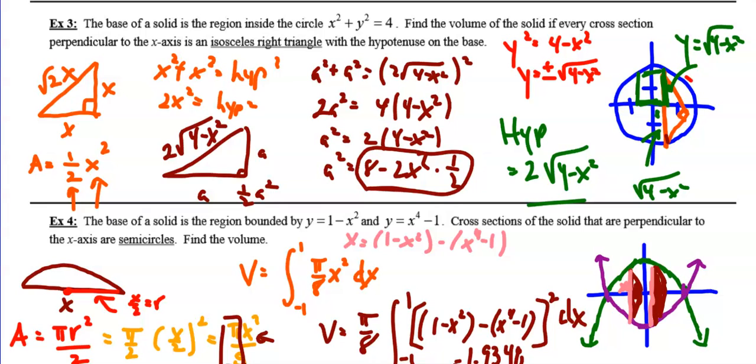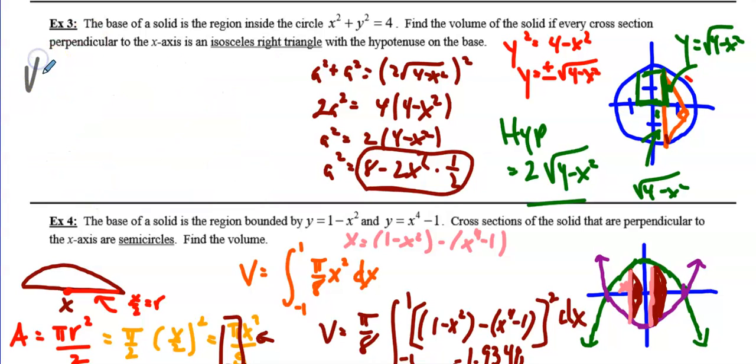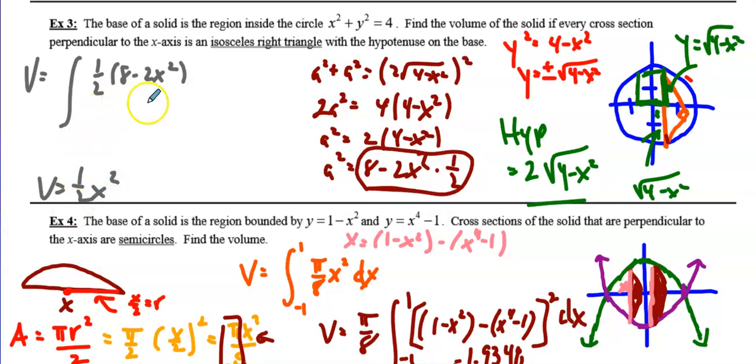So let me get rid of a lot of this craziness. Our volume is going to be equal to the integration of, and we're going to plug all this stuff in, 1/2, and then 8 minus 2x squared. Now, I want to tell you guys really quickly that the 1/2, as we had talked about previously, I told you guys that when we found the volume, it's 1/2 x squared. Well, okay, here's our 1/2, and we've already squared our function here.